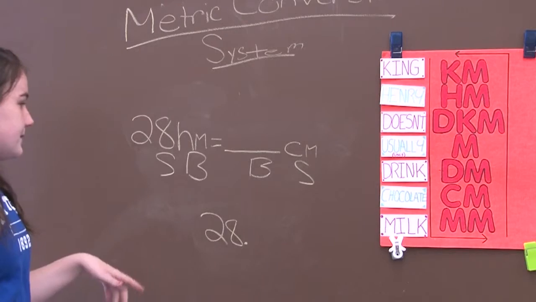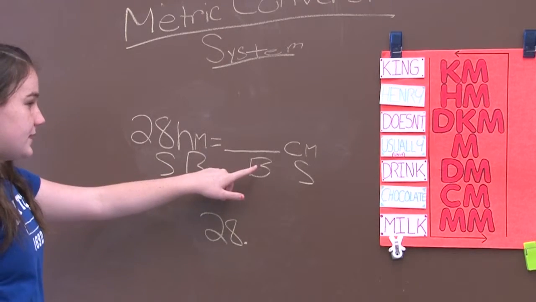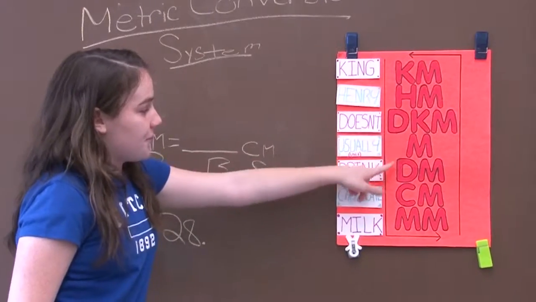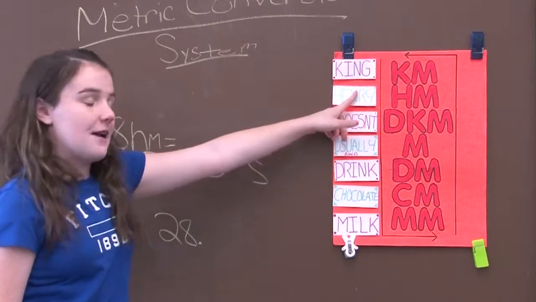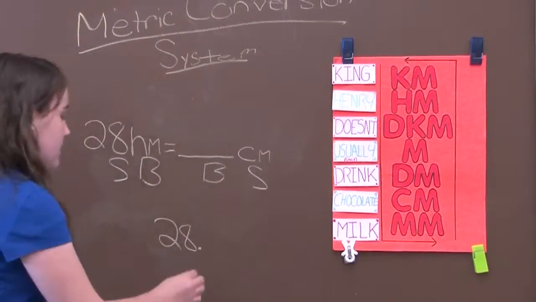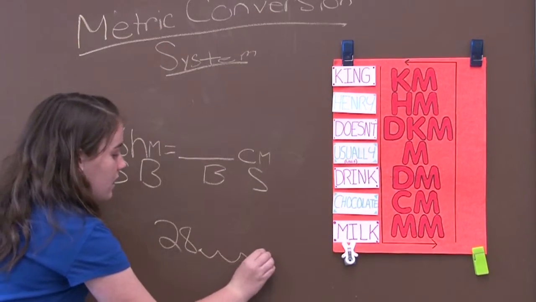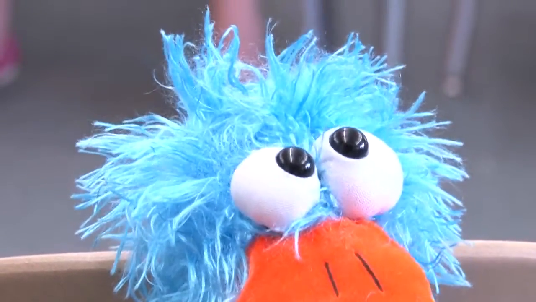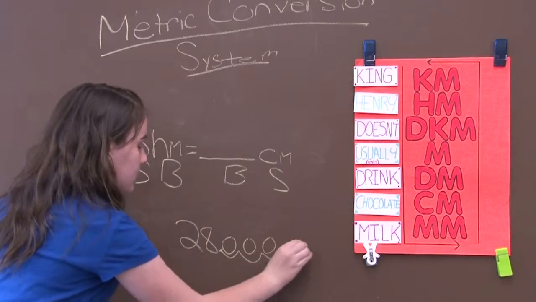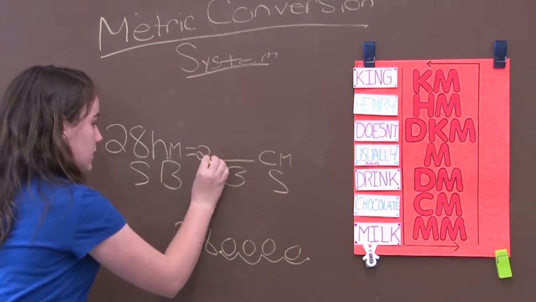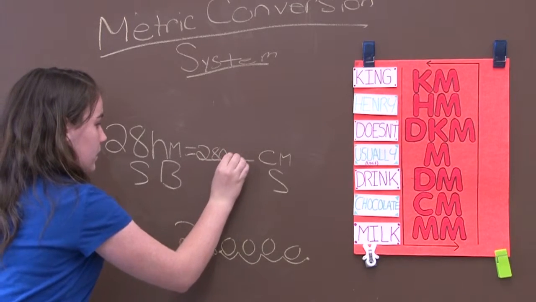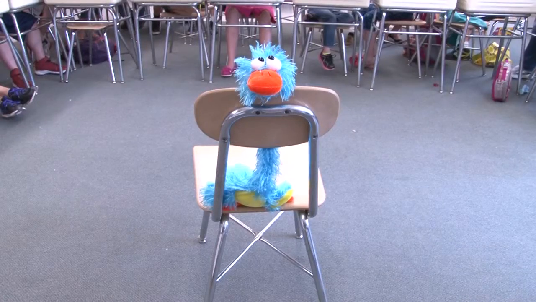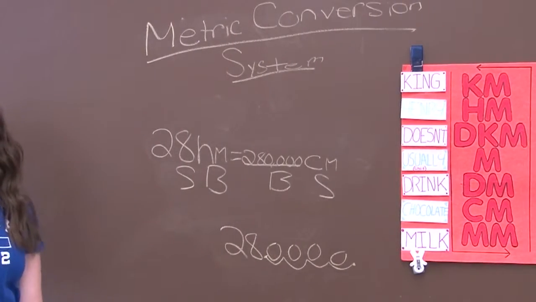And we see how many spaces HM is away from CM. So we're going down the chart. 1, 2, 3, 4 spaces. So when we go down, we move the decimal point to the right. So we move the decimal point 4 places to the right, and we add the zeros. So 28 hectometers equals 280,000 centimeters.